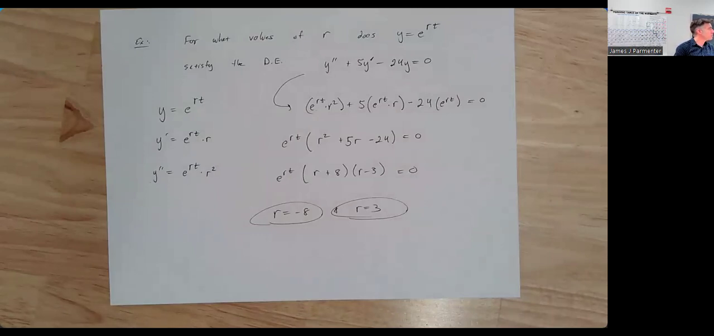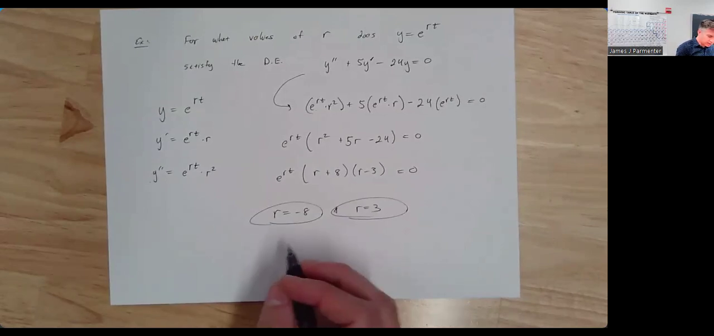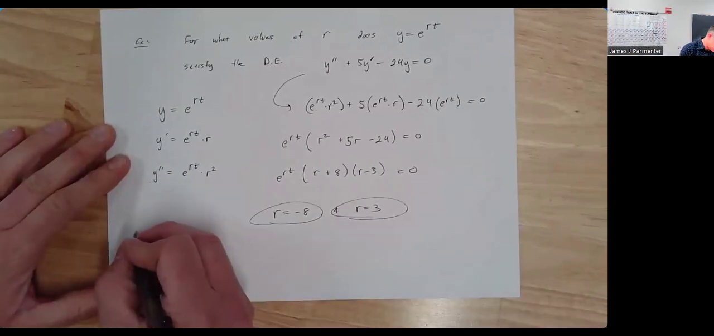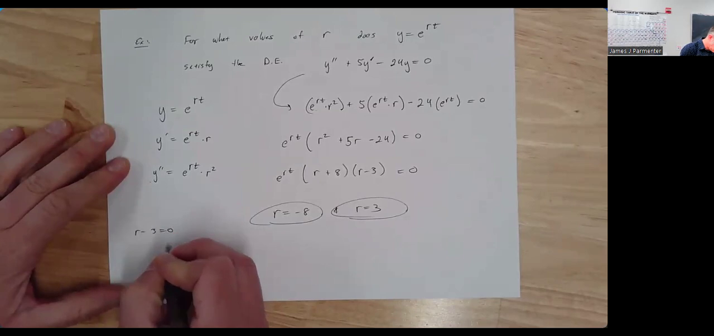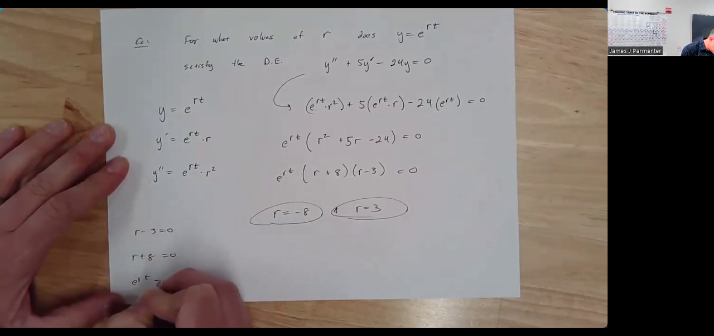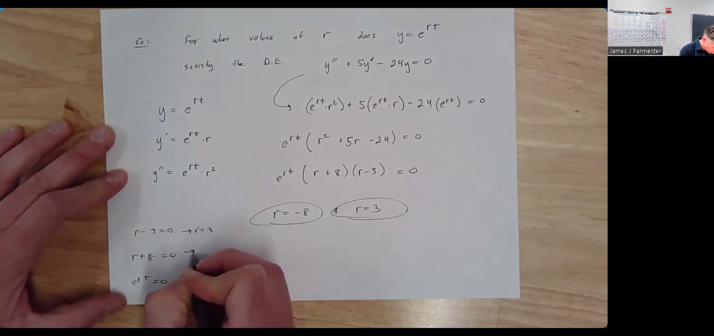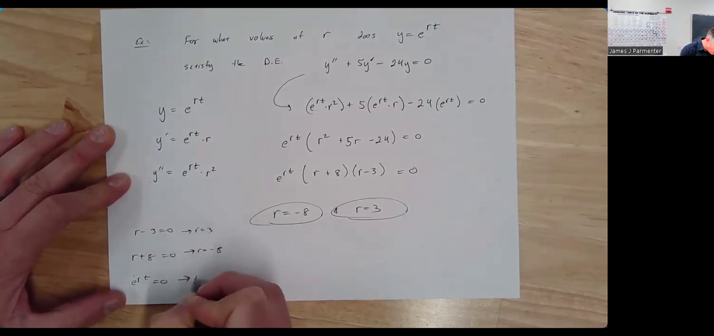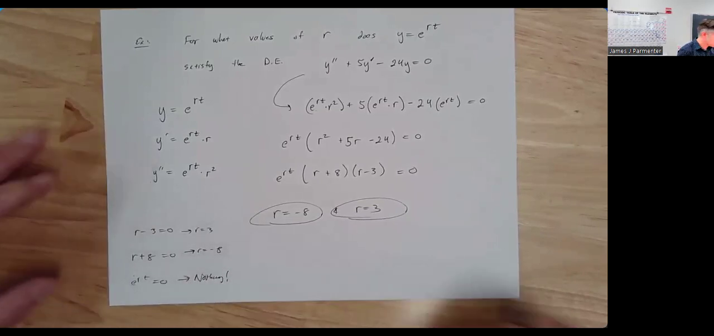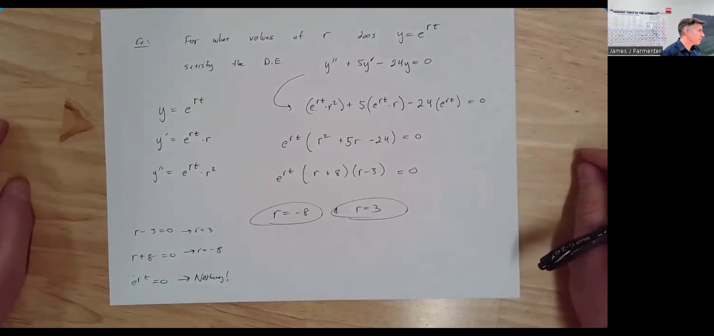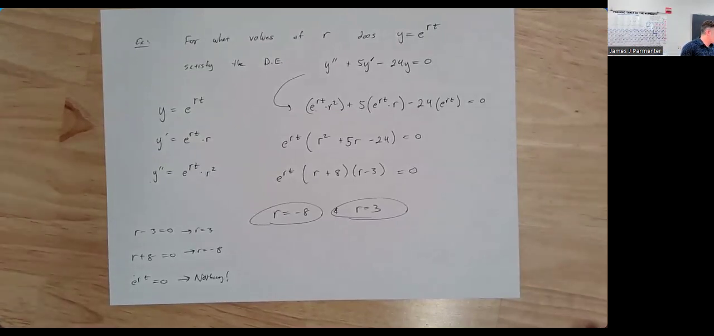I was just saying, because e to the rt doesn't go to 0, right? Right, exactly. You could set each thing equal to 0. You could say I'm going to set r minus 3 equal to 0, and r plus 8 equal to 0, and e to the rt equal to 0. This one obviously gives you r equals 3, this gives you r equals negative 8, and this gives you nothing, because e to the something is always positive. Cool. Right.